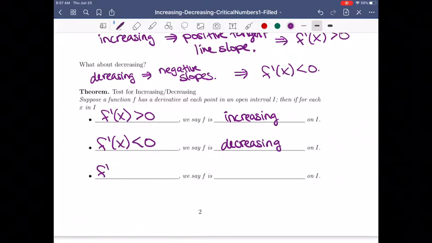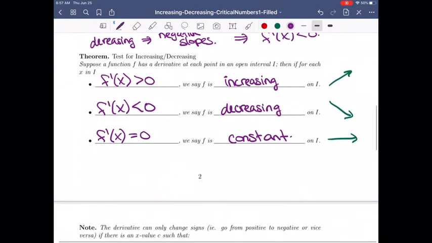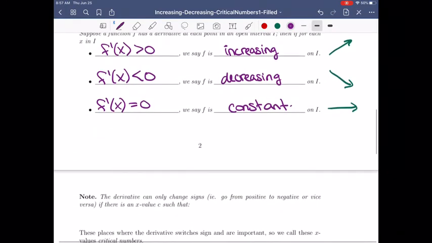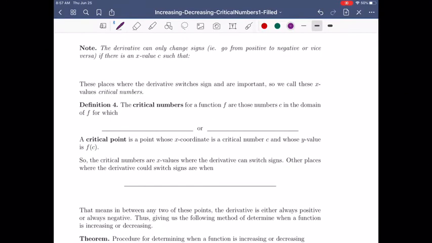And if our derivative is always 0, that means that our graph is flat there, so we would say f is constant on I. Okay, so let me just draw. Increasing means you're going like that, decreasing like that, constant, you're flat. Okay, so we're going to use these symbols to indicate increasing, decreasing, so we don't have to write it all the time. So it's going to be important to determine where the function's derivative is positive or negative. Okay, so we want to know when it can change signs.